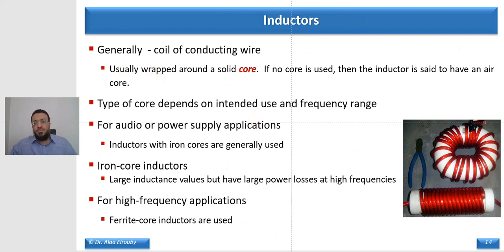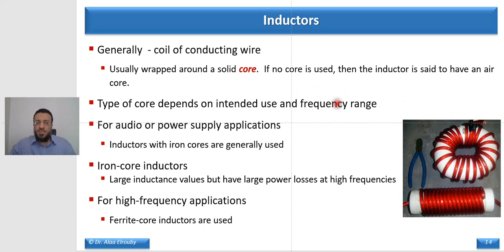Okay, so we talked now about inductance. Let us talk about inductors. So an inductor, in general, is a coil of conducting wire. It might have a shape like this here. We have a coil wound around a toroid, or a coil wound around a solenoid core.